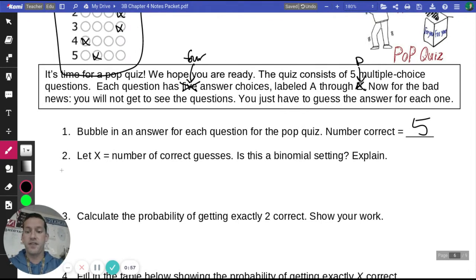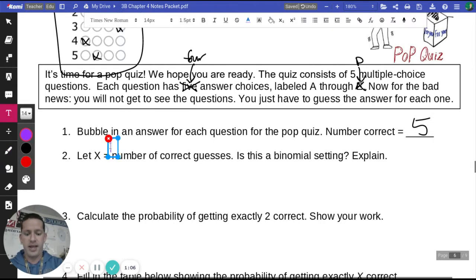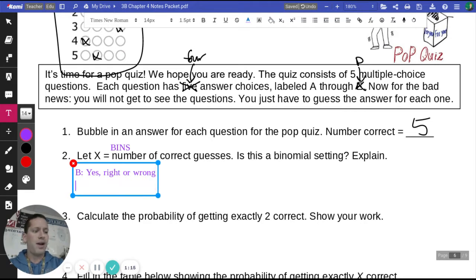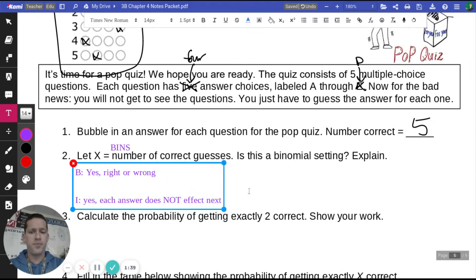So we're going to start and actually figure out, is this a binomial distribution setting that we've talked about last time? So first we're going to go through BINS, B-I-N-S. The B stands for binary. Are there 2 outcomes? Yes. You can either be right or wrong. I stands for independent. Is each different question's probability of getting it correct independent from each other? Yes. If I answer question 1, whether I get it right or wrong does not affect how I answer question 2. Each answer does not affect the next question.